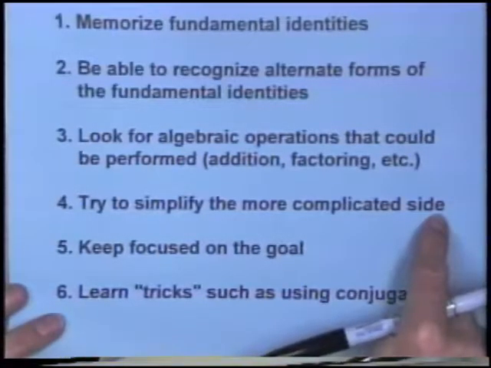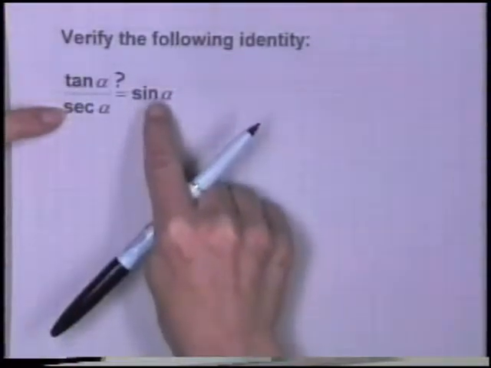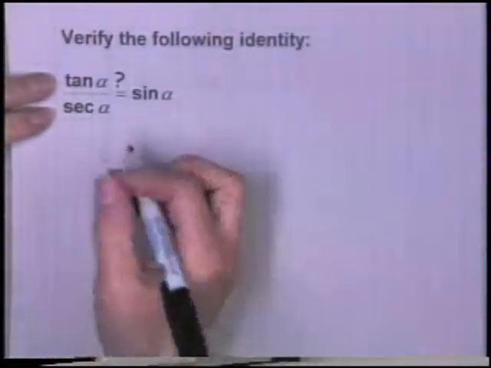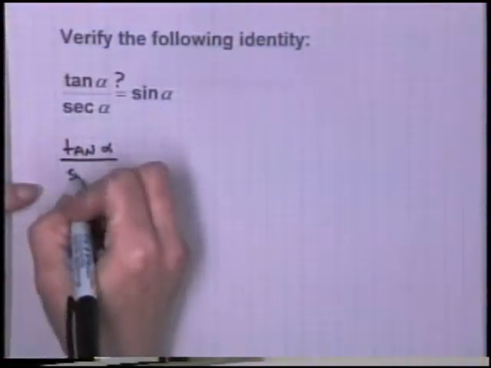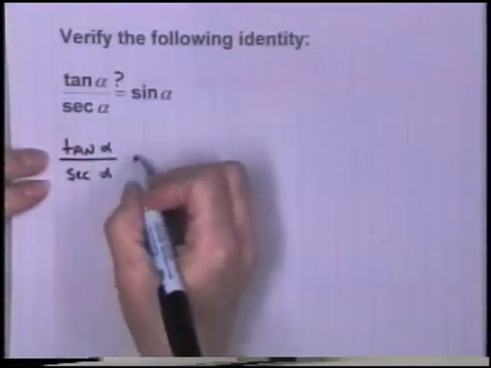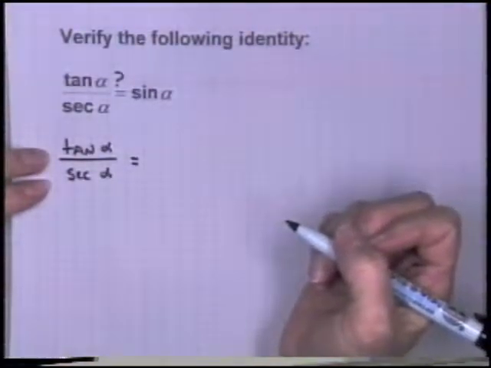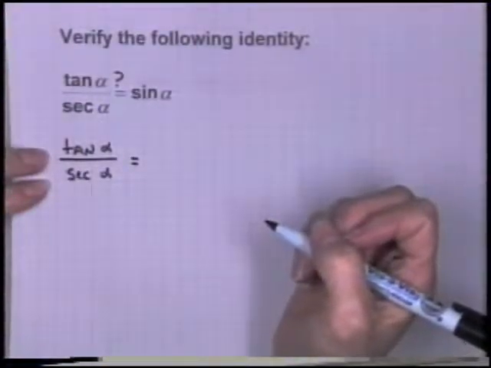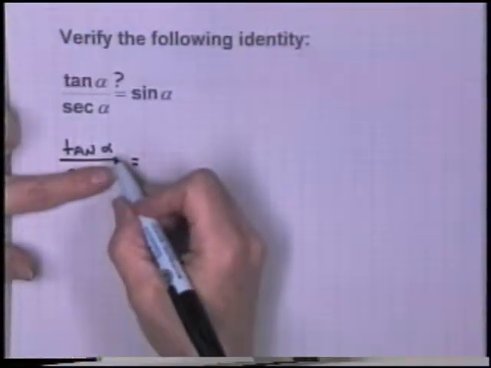Now remember, one of the steps that I suggested to you, I'll put it back up here, was to try to simplify the more complicated side. Okay? So let's look at this thing. This side with the fraction is more complicated than this side with just a sine function, isn't it? So I'm going to start with this complicated side, tangent alpha over secant alpha. Now you'll notice I'm only going to start with that one side, and I'm going to see what I can do to this to transform it. Now, just looking at the problem, I don't see any algebraic operations to do. So I have to think about, are there any fundamental identities that I might use to change these functions into something else? Well, let's think about tangent.